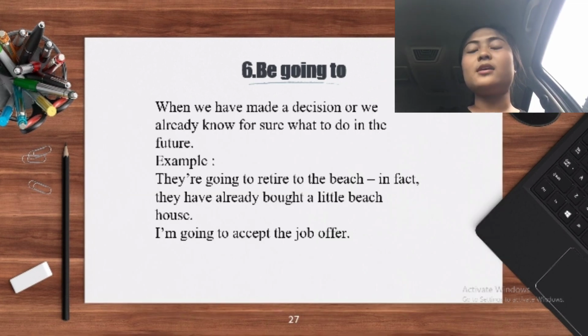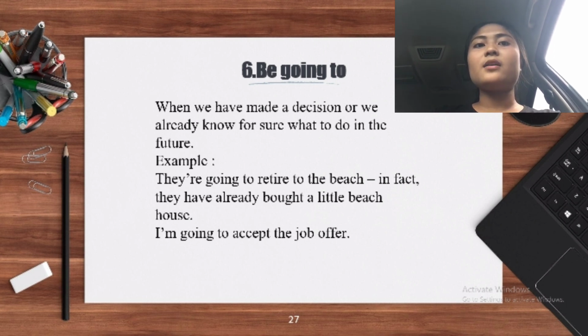The last one is be going to. It is used when we have made a decision or we already know for sure what to do in the future. For example, they are going to retire to the beach. In fact, they have already bought a little beach house. I'm going to accept the job offer.